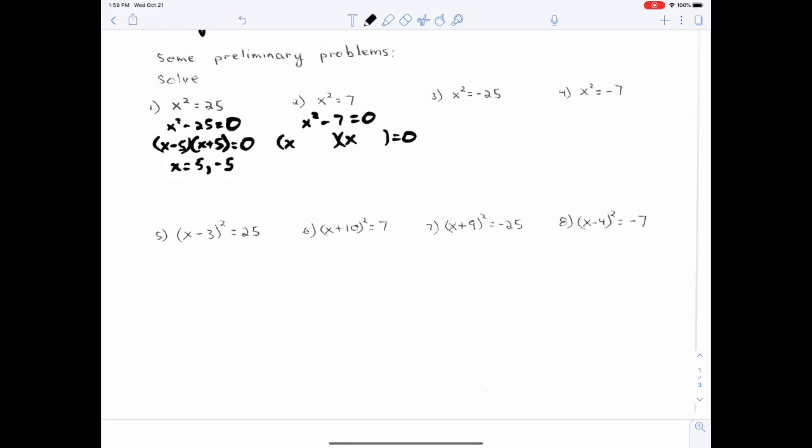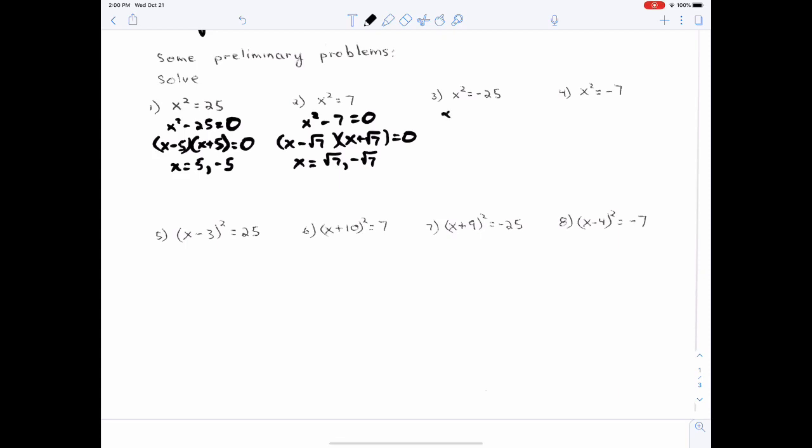Then let's look at the last term. What times itself will give you a negative 7? Well, it may be kind of weird, but it's square root of 7 and square root of 7. And that'll give us no middle term. So we get x equals square root of 7 and negative square root of 7. A little bizarre. Okay, how about this?